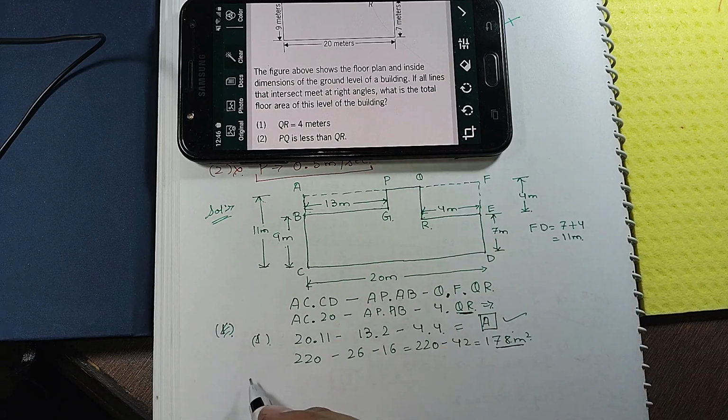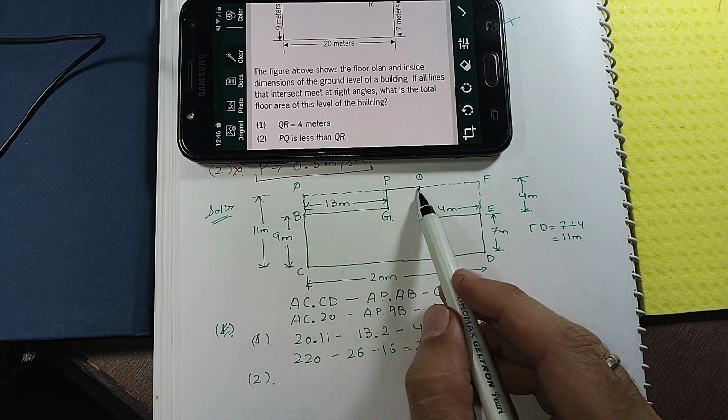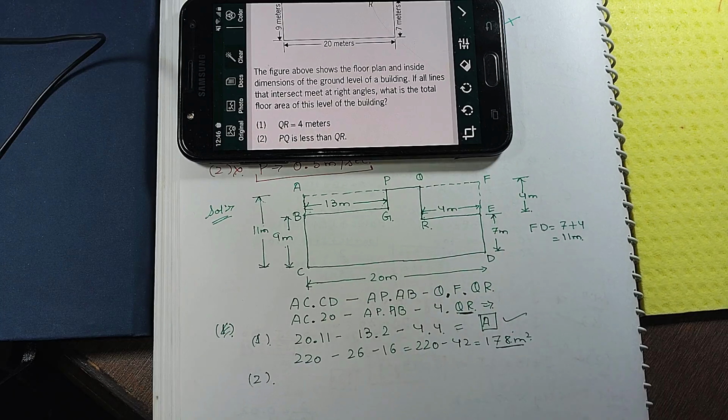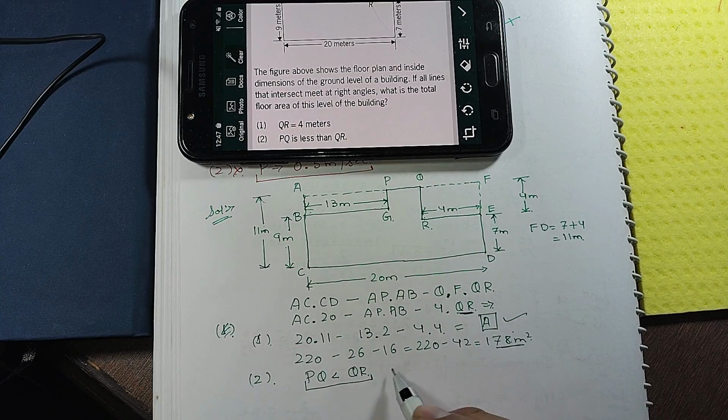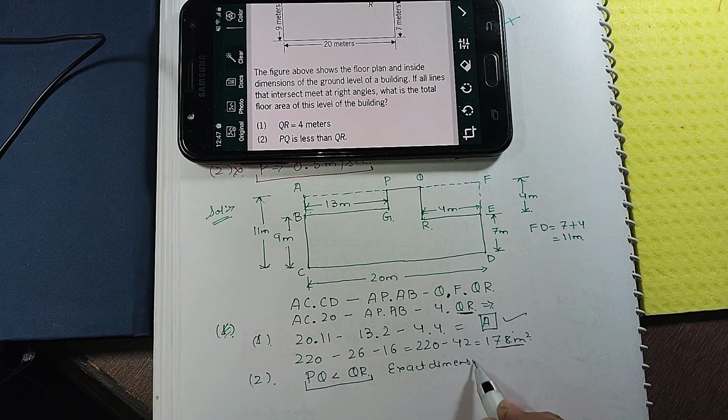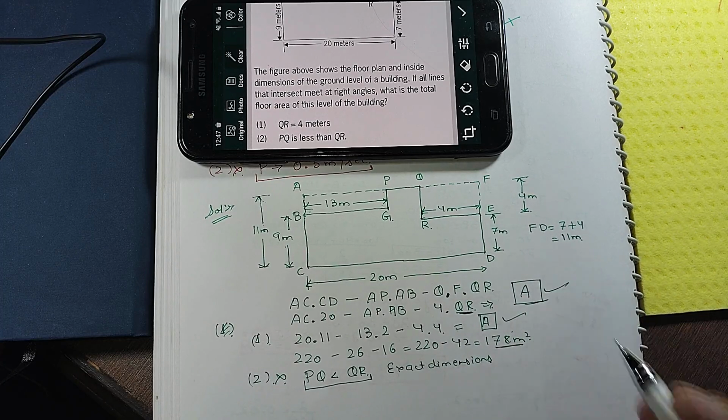Now moving to statement 2. Statement 2 says that PQ is less than QR. So with the help of this, we can't find the dimensions which we need to find. We have simply been given that PQ is less than QR, so we don't know the exact dimensions. So we can say that statement 2 is not sufficient to answer this question. For this, the right option will be that statement A is sufficient to answer the question.